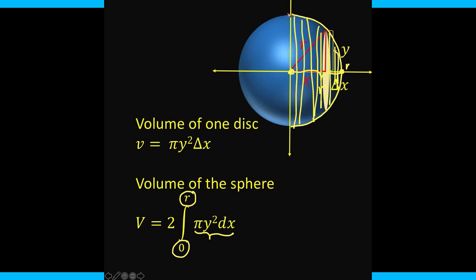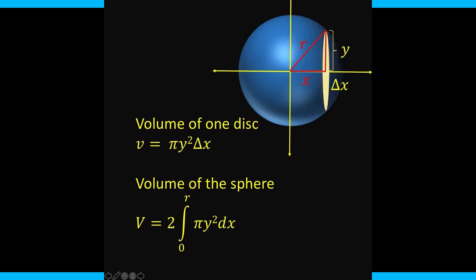We need to find also the volume at this left side of our sphere. And since our sphere is symmetric with respect to the y-axis, then if we know the volume at the right side, what we can do is just multiply the result by 2, which is now this 2, in order to get the volume of the entire sphere. So that is our plan.